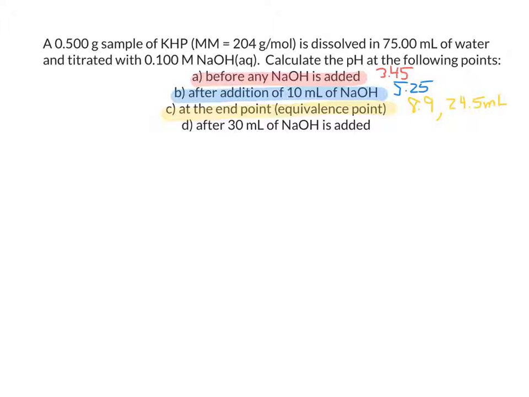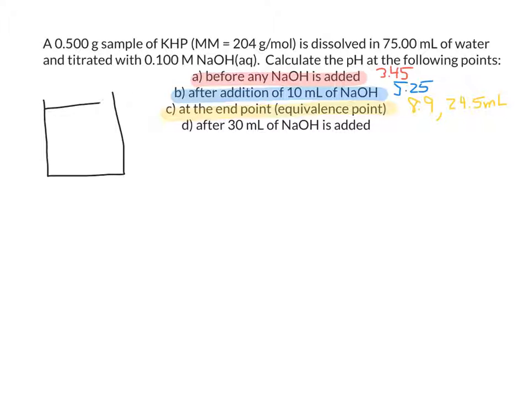Finally, let's see how we can calculate the pH after we've passed the equivalence point. So we've added 30 milliliters of sodium hydroxide to our solution. Remember that the equivalence point occurs when I've added 24.5 milliliters, and so this is 5.5 milliliters past the equivalence point.